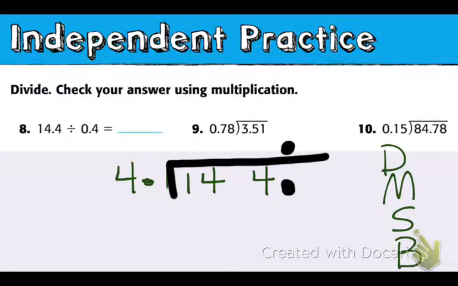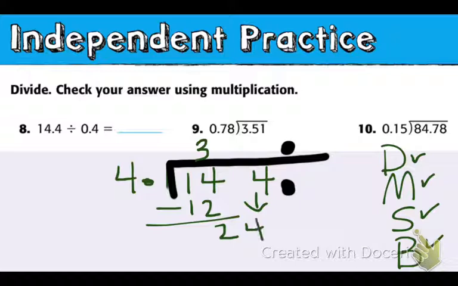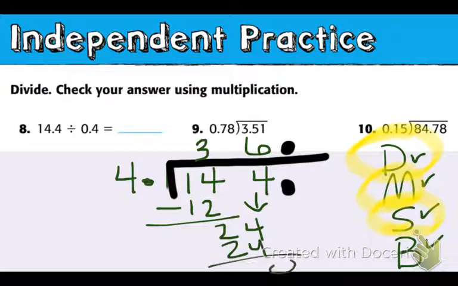4 divides into 14. I'm going to put it right above the 4. 3 times. What is 4 times 3? Well, that's 12. Let's subtract it. Bring down the 4. How many times will 4 divide into 24? Well, I know that 4 times 6 is 24, so I can subtract 24. And there's nothing to bring down, nothing left over.